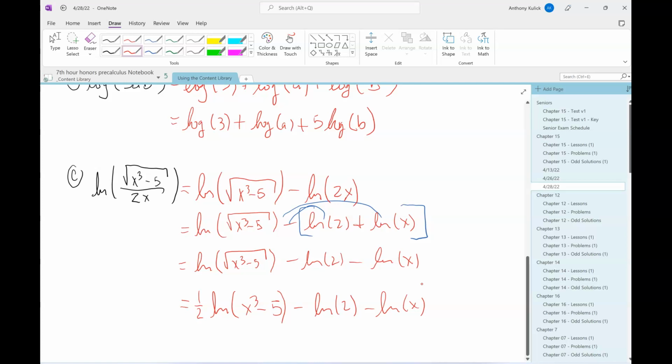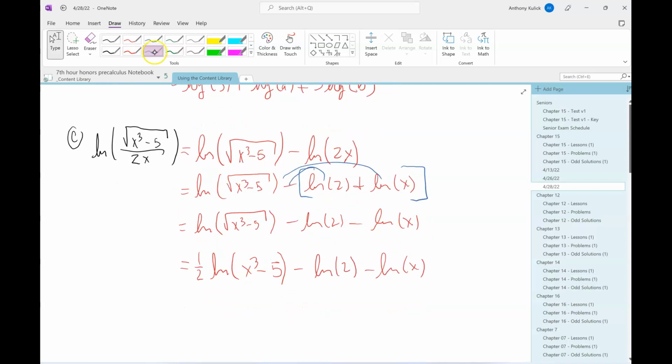Is there anything else that I can do here? Can I do the power property on the x cubed? No. Why not? Because there's also the minus 5 next to it. Very good. When you look at the power property, the power must be applied to the entire argument of the logarithm. So everything that's inside that logarithm has to be to that power. The 3 is applying only to the x.